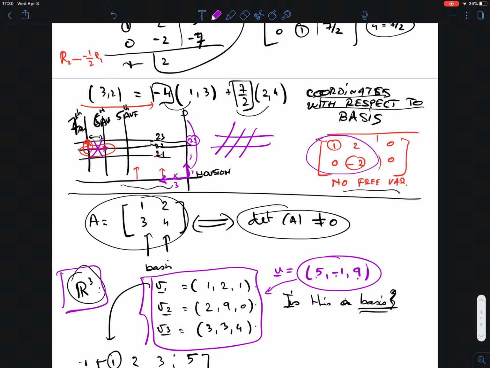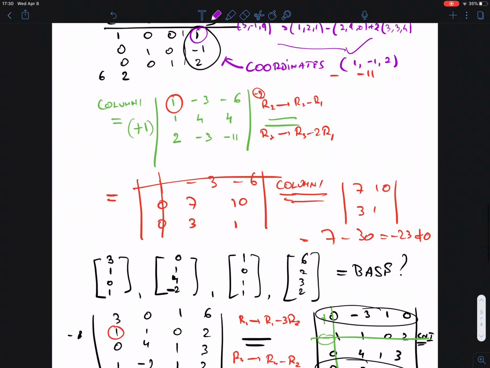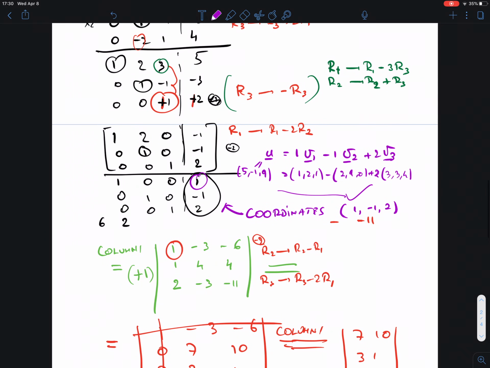Okay, you can try to imagine. This basis would give me a coordinate system, what they call a skew coordinate system. And in this new coordinate system, this vector would now have these coordinates.